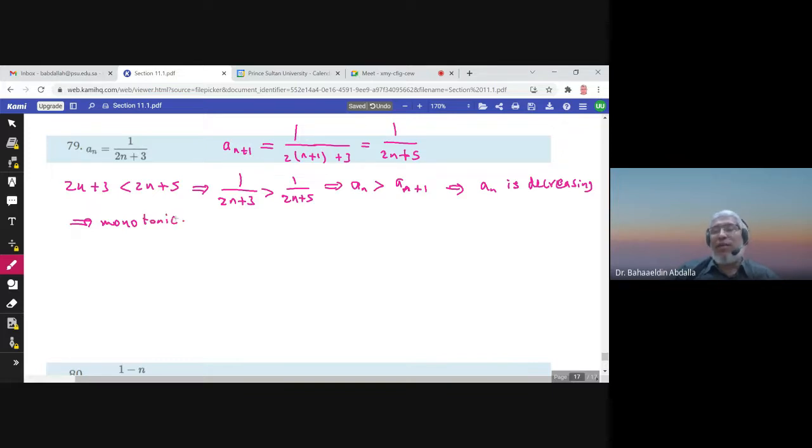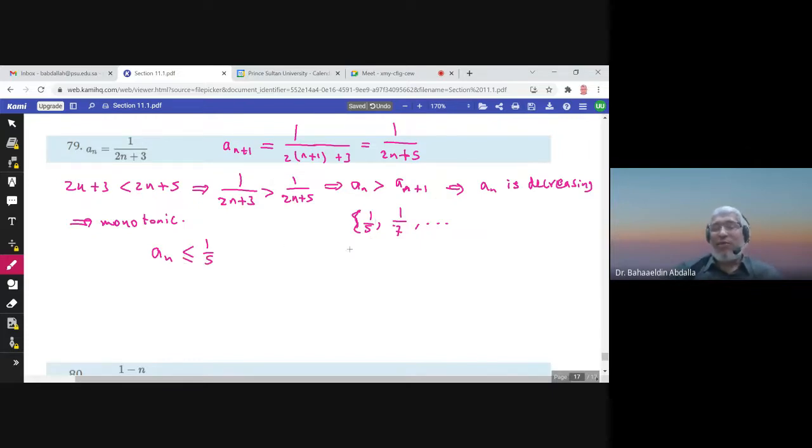What about boundedness? Is this sequence bounded? Well, since it's decreasing, what is the first term of the sequence? First term, if you replace n by 1, would be 1 over 5. The first term would be the largest term because it's decreasing. The next term, for example, would be when you replace n by 2: 2 times 2 plus 3, 7. So this sequence is bounded above by 1 over 5.